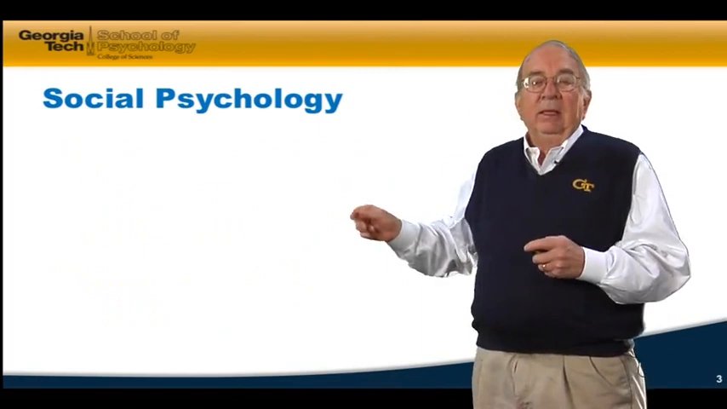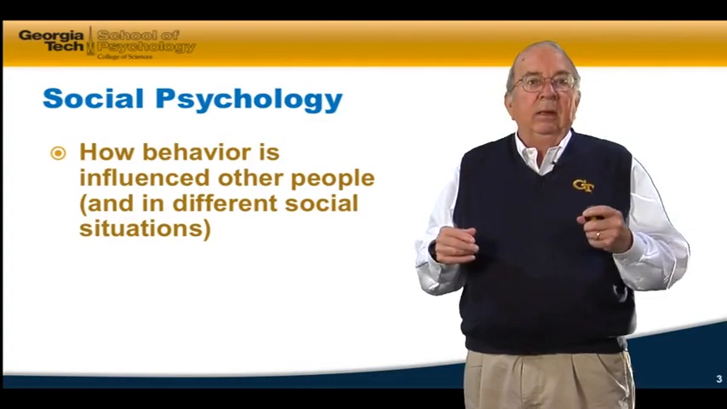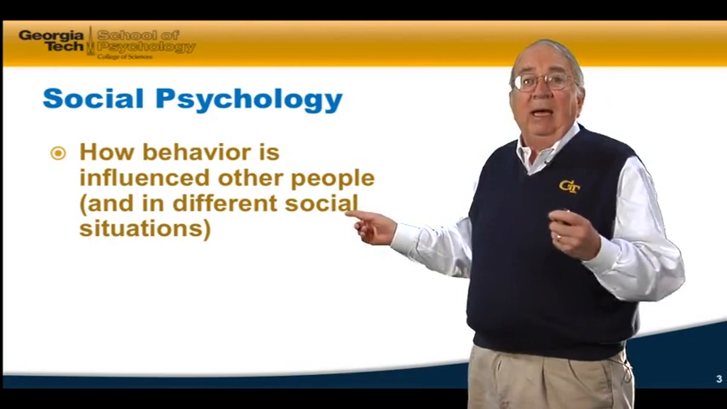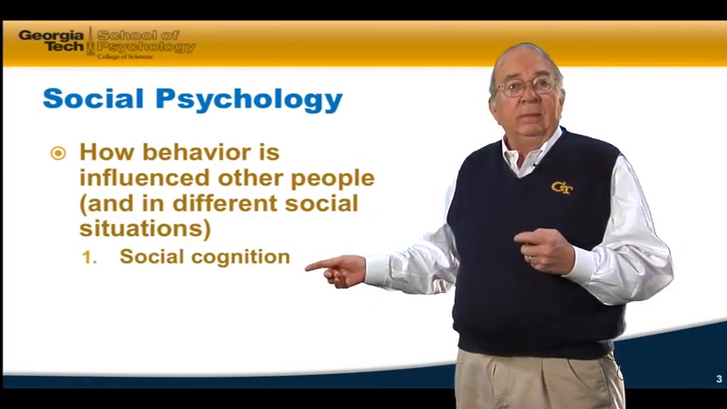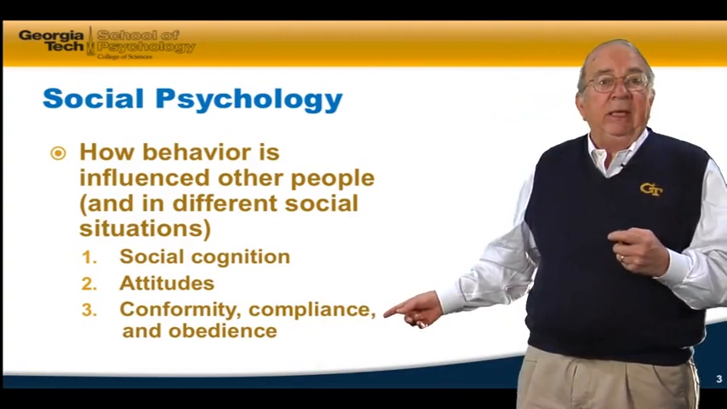So social psychology is really how is behavior influenced by other people, and how is behavior influenced by being in different kinds of social environments. We're going to talk about social cognition. We're going to talk about attitudes. And then we're going to talk about conformity, compliance, and obedience, the fact that other people can control our behavior in a social environment.